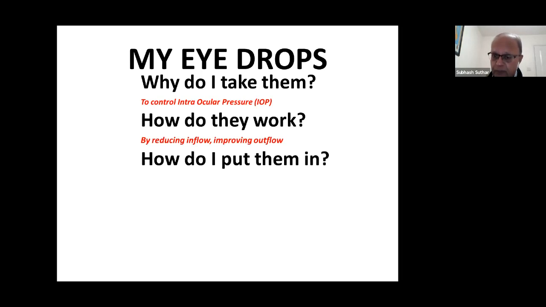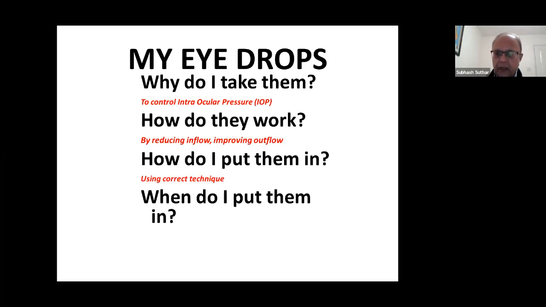And now here is where the problem starts, because when you get prescribed eye drops, and I'm sure the audience will agree here, nobody shows you how to put the eye drops in. So you have to use the correct technique. We'll come to that as well. And the last one is, when do I put them in? There are eye drops which the doctor will tell you to put in before you go to bed, or twice a day, or 3 times a day, or 4 times a day. So we have to remember this dosage system as well. So you put the drops at the recommended time to get the best outcomes.